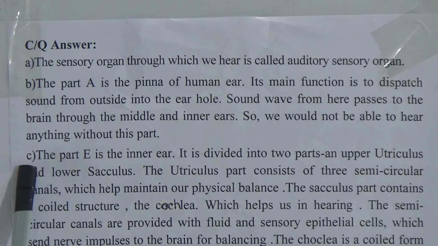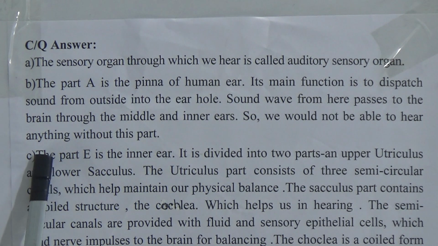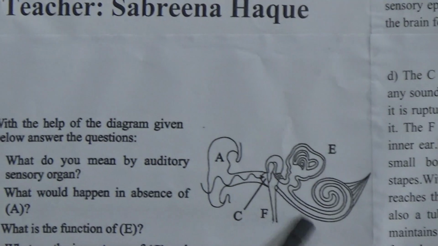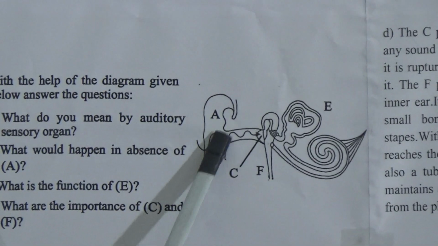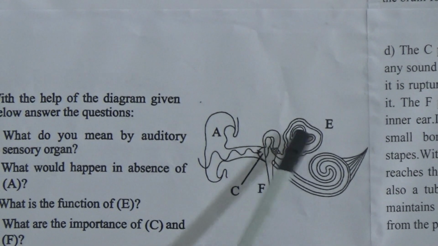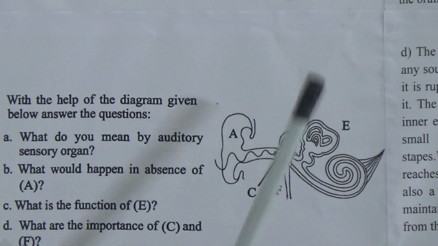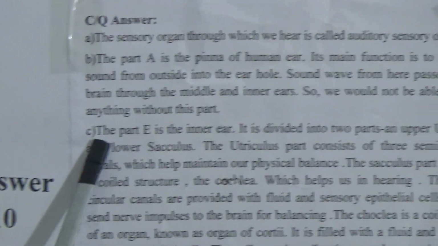Now come to our third question. The third question was, what is the function of E? The E part indicates the internal ear. Look in the picture, this part is the outer ear, this part is the middle ear, and this total part is the internal ear. Now come to our answer.